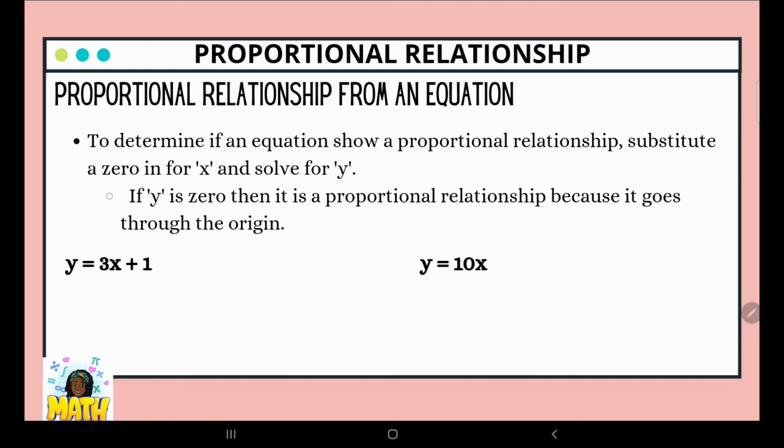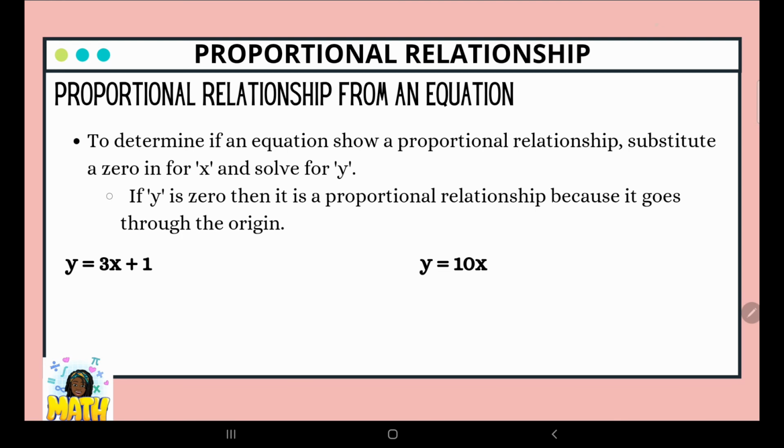What about from an equation? How do we determine if an equation shows a proportional relationship? Well, we can substitute a 0 in for x and solve for y. If y turns out to be 0, then we know that it does go through the origin and therefore it is a proportional relationship. Let's see what that looks like.